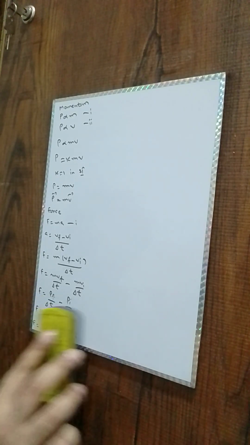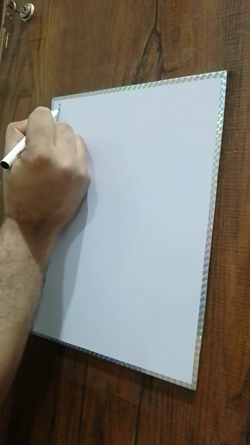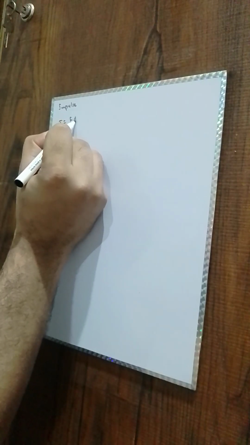And impulse, we remove this and we start working on impulse. So for impulse, we have J is equal to F delta t. It's the product of force and differential time. It gives us the impulse J.